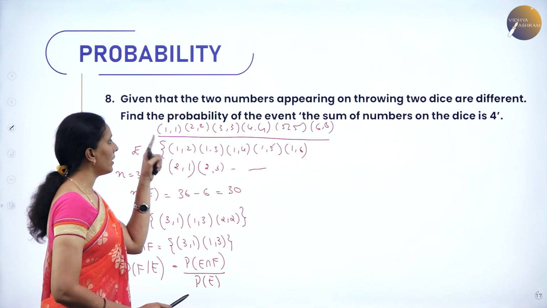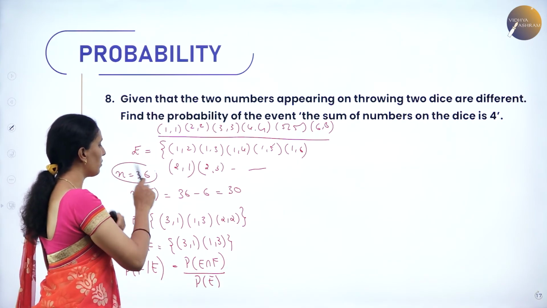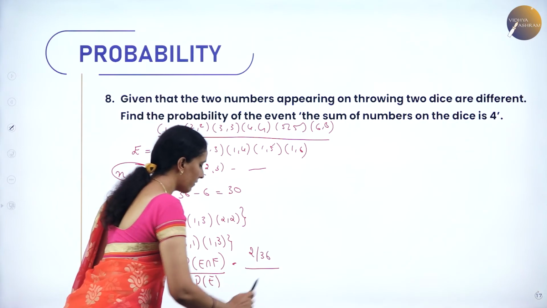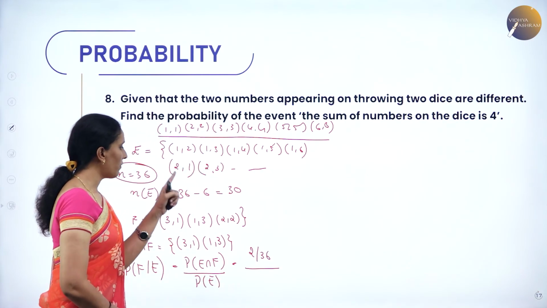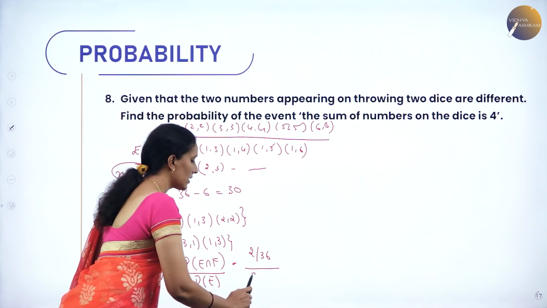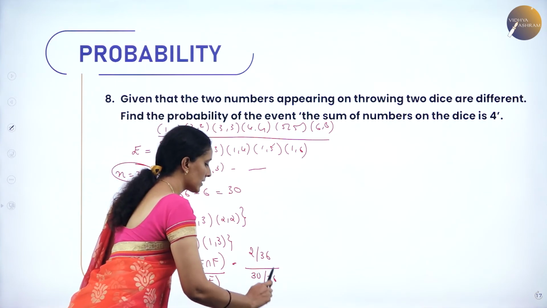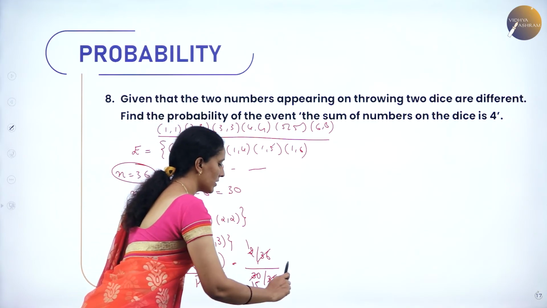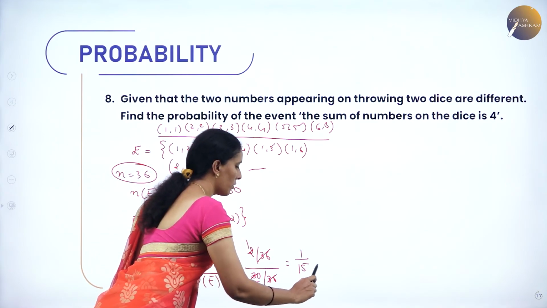But what is the total number of elements? We have n is equal to 36. So therefore it is 2 over 36 divided by, what is E? The number of elements in E is 30. That is 30 divided by 36. The 36s cancel. 2 ones are 2, 15s are 30. Hence the value is 1 over 15.